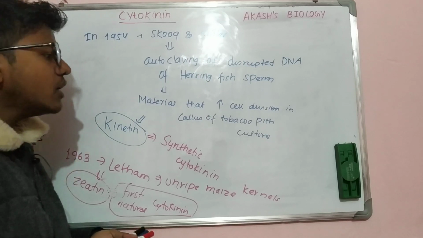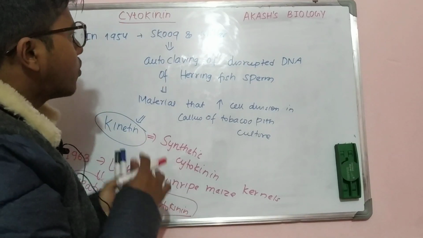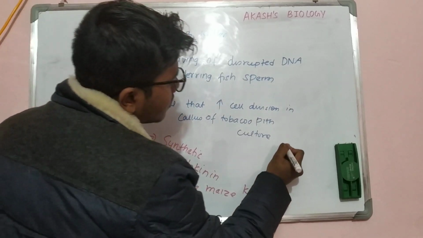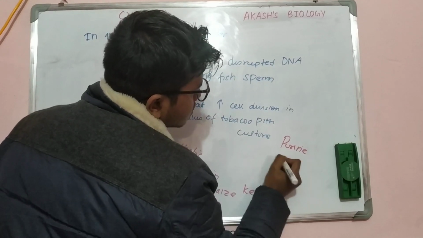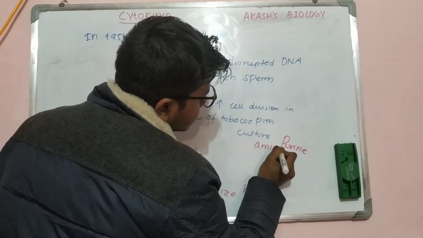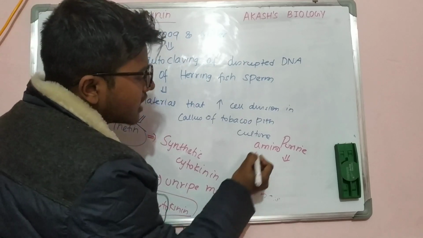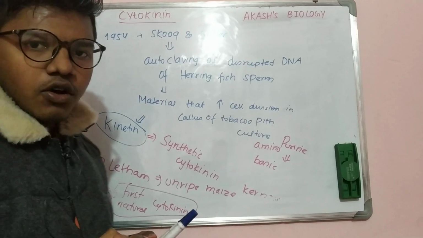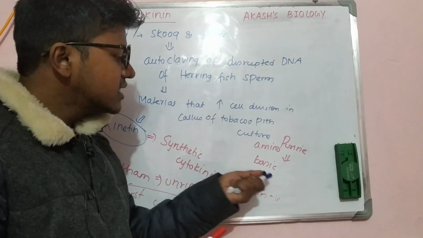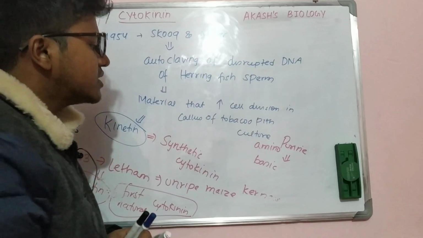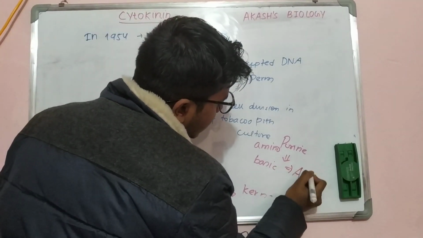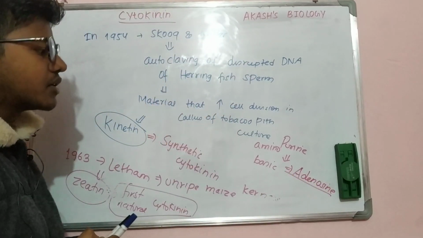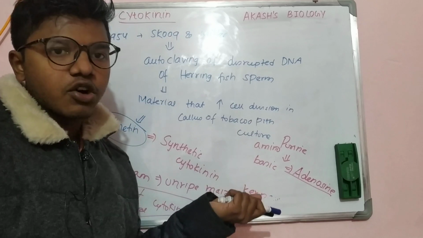Coming to the precursor form: from which substance is cytokinin formed? It is formed from a purine, an aminopurine. As it is an aminopurine, amino means base, so it is a basic hormone. Unlike gibberellin and auxin, it is not acidic. The precursor is the purine adenosine. Simple. So adenosine is the precursor, and it is an aminopurine and a basic hormone.